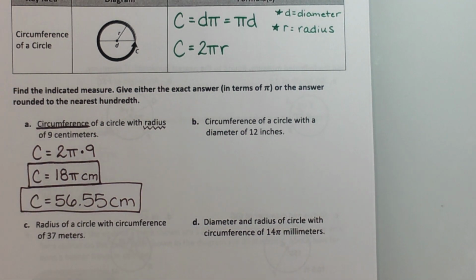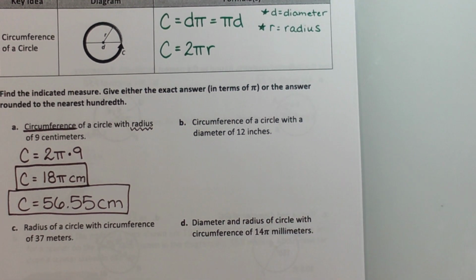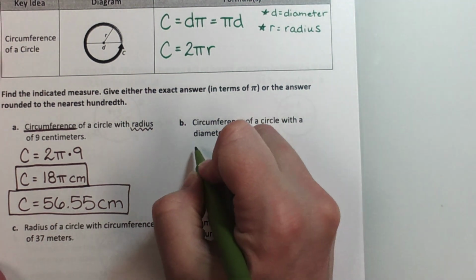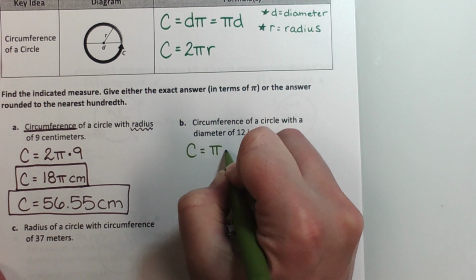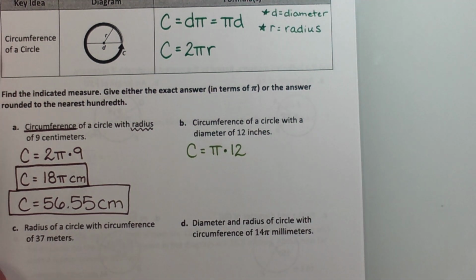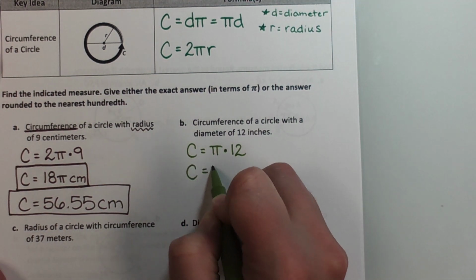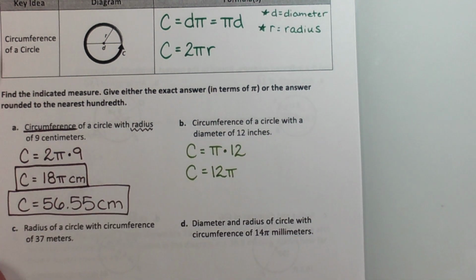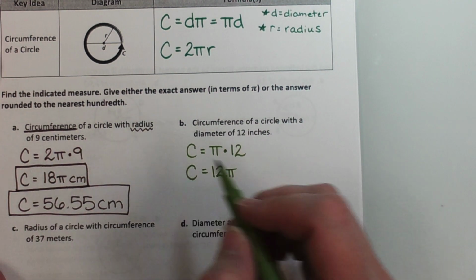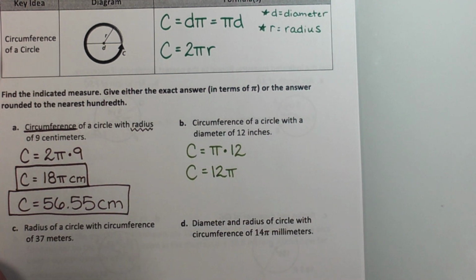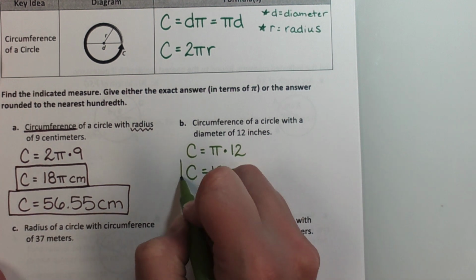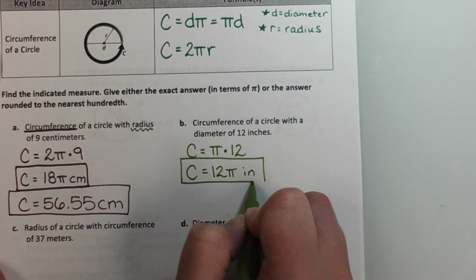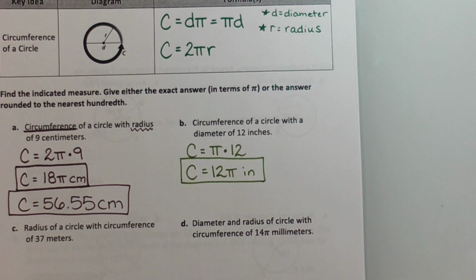Okay, problem B. Circumference of a circle with a diameter of 12 inches. Use the top one. Circumference equals pi times 12. As an exact answer, numbers come before pi, and it would just be 12 pi. Units? Inches. When it's exact, if I give you a diameter or a radius that is an integer, a whole number, it's super easy just to do exact.